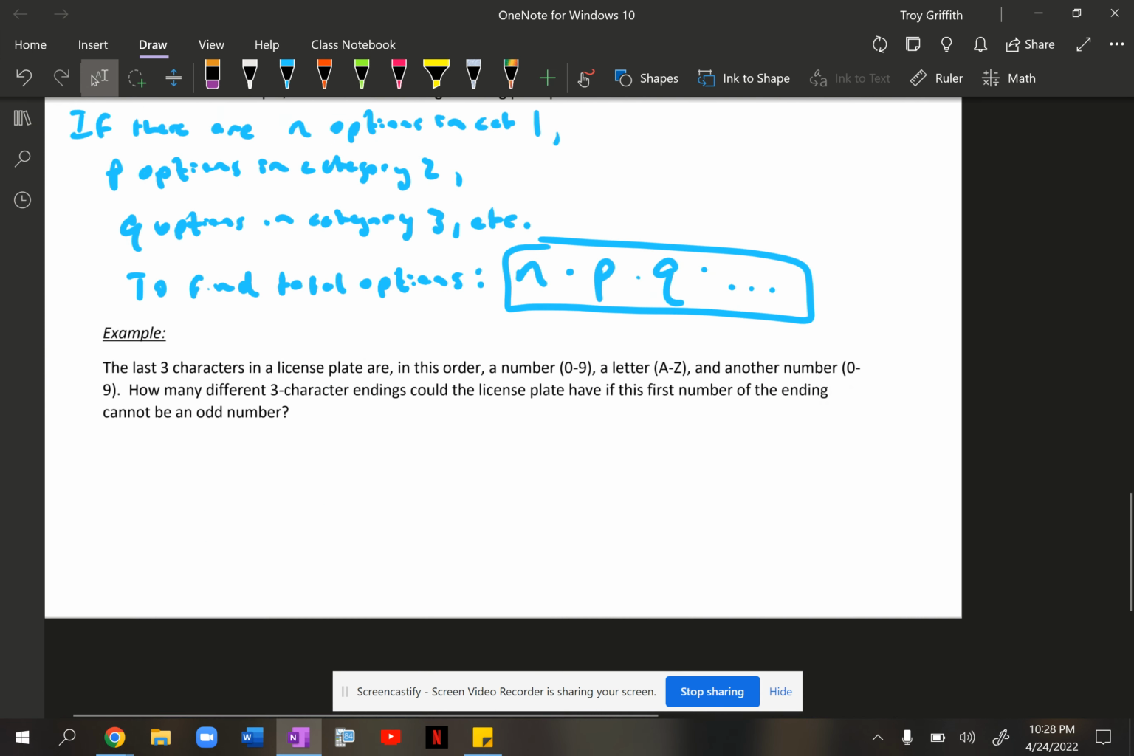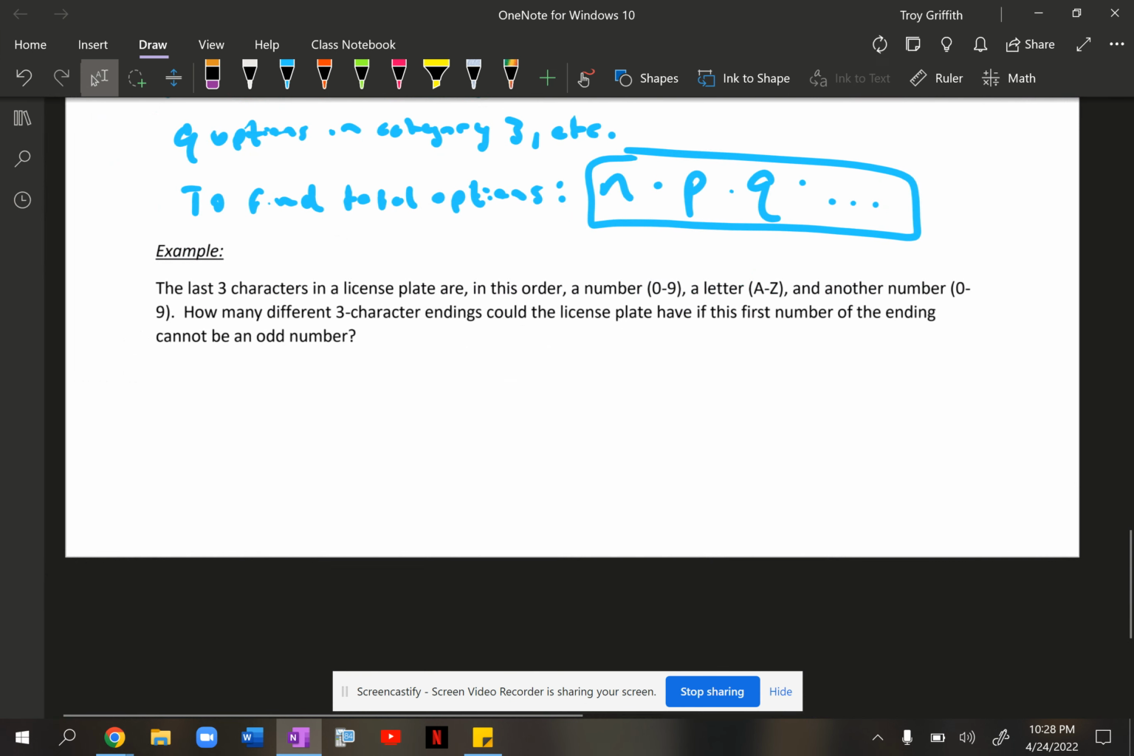Now, on to a real world example here. The last 3 characters in a license plate are, in this order, a number from 0 to 9, a letter from A to Z, and another number from 0 to 9. And the question says, how many different 3-character endings could the license plate have if, and this is important here, here's a restriction, the first number of the ending cannot be an odd number.